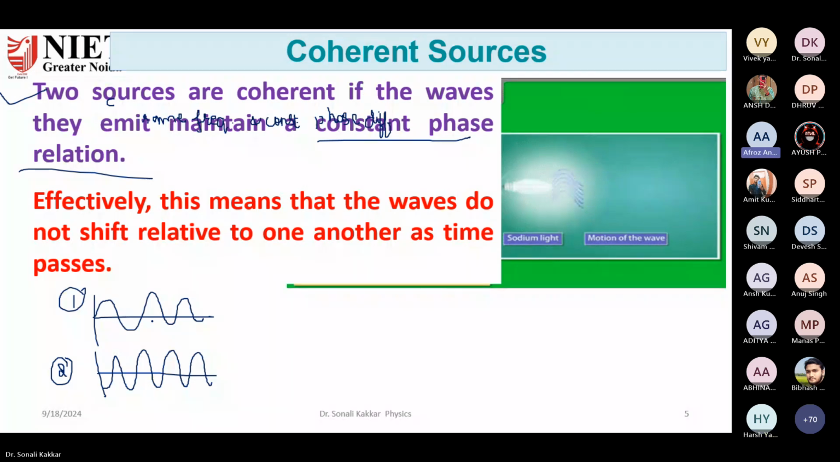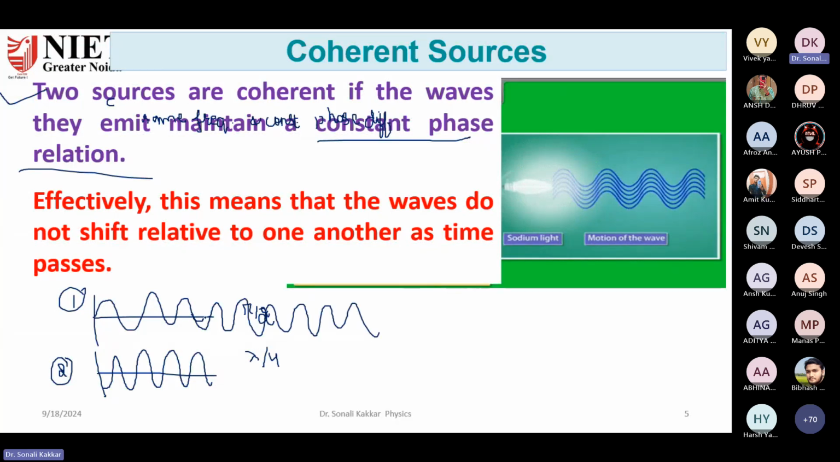Pi by 2. Yes, pi by 2. And what about the path difference? Lambda by 4. So imagine this source emitting such wave number 1 continuously. Like this is an indefinite wave. And this is also an indefinite wave from source 2, and it goes like this.